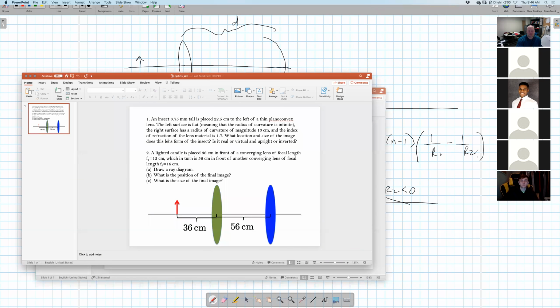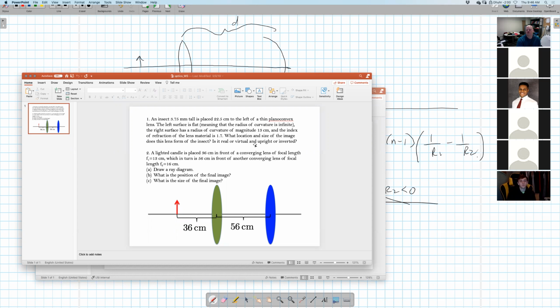This is then a Lensmaker Equation question. So this one you're telling where it is. It's a plano-convex lens, which means the radius of curvature on one side is infinite. On the other side, it is then 13. You also know the index of refraction is 1.7. So find the focal length, and then from there find the location.